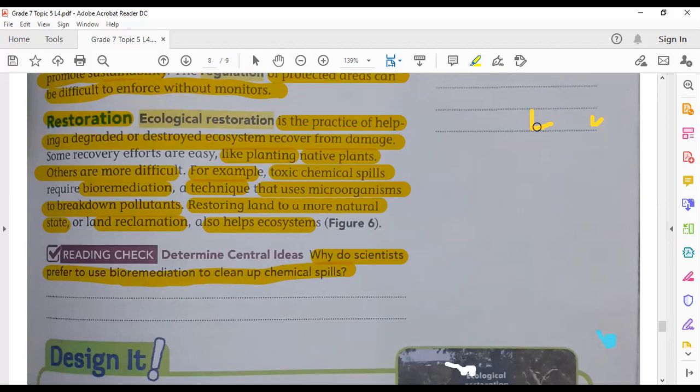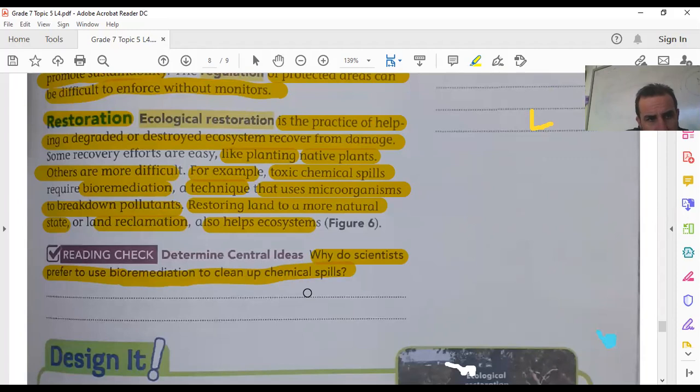Who's talking? Ahmed Al-Azzam. Go ahead, Ahmed. Scientists and engineers are working to design solutions to help Earth's ecosystems through conservation. Thank you, Ahmed. But I don't mean this. The answer to the question is not like this. Thank you very much, Ahmed. Can anyone answer this question?